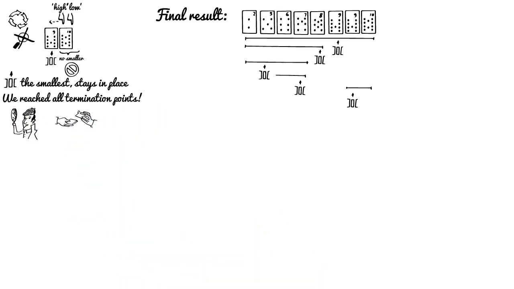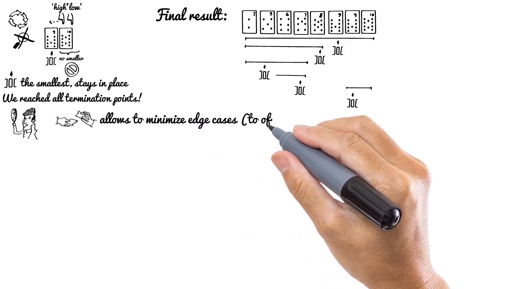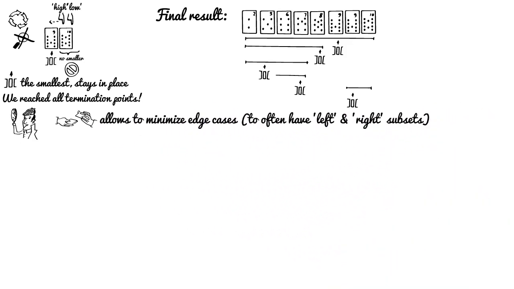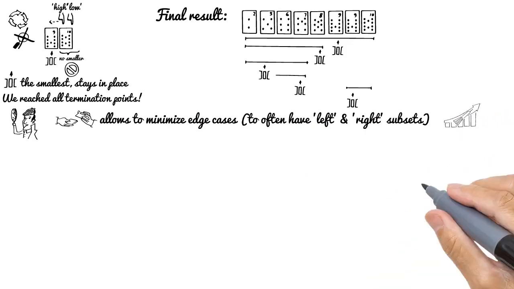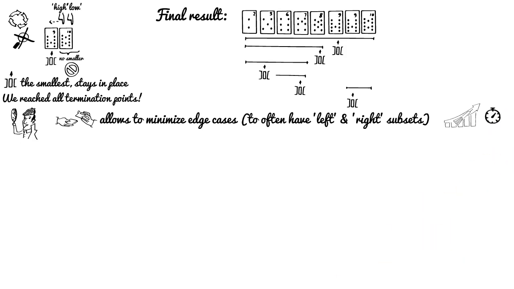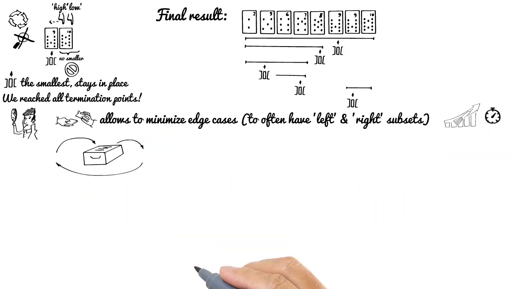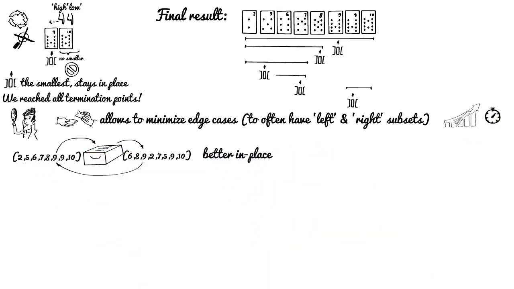Preliminary step shuffling allows us to arbitrarily choose partitioning element and minimize edge cases, which means to have two subsets more often to the left and right of partitioning element, which makes the algorithm more efficient from a runtime perspective. It's better to implement the Quicksort algorithm in place. It's one of its biggest advantages.